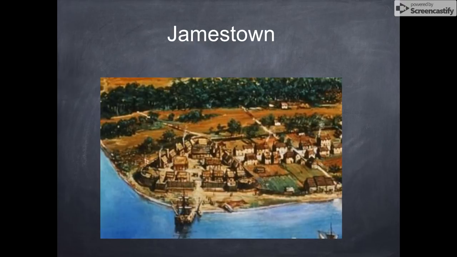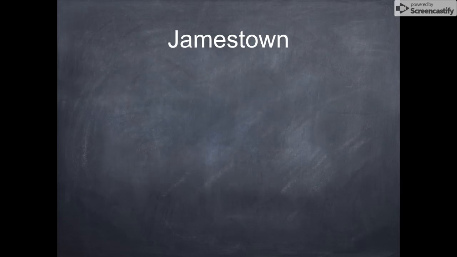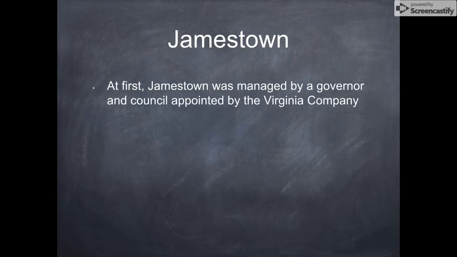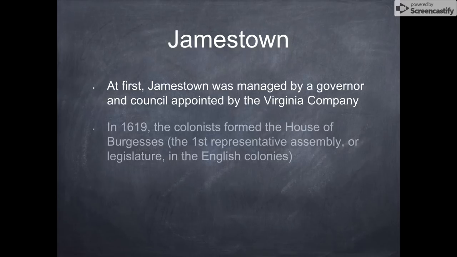There is a representation of what Jamestown would have looked like. So as you can tell, it's not very big because they were having to build houses by hand. At first, Jamestown was managed by a governor and a council appointed by the Virginia Company. So remember, those are the people that were setting up the colony. In 1619, the colonists formed something called the House of Burgesses. This is extremely important, because it was the first representative assembly.